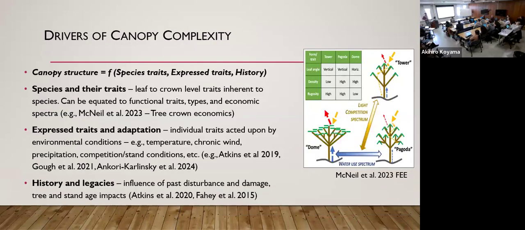The idea here is partly to try to understand what drives variation in the structure of the forest canopy and the complexity of the canopy. I sometimes talk about it this way: we think that the expressed canopy structure that you find anywhere in a forest is probably a function of the species and their traits, like the functional traits of the species, the expressed traits of those species, like adaptation to environment, expressed traits in the crown, and then history, which is things like disturbance history and land use history. So it's driven by environment, by species' inherent functional traits, and by the history of the site, the history of the forest.